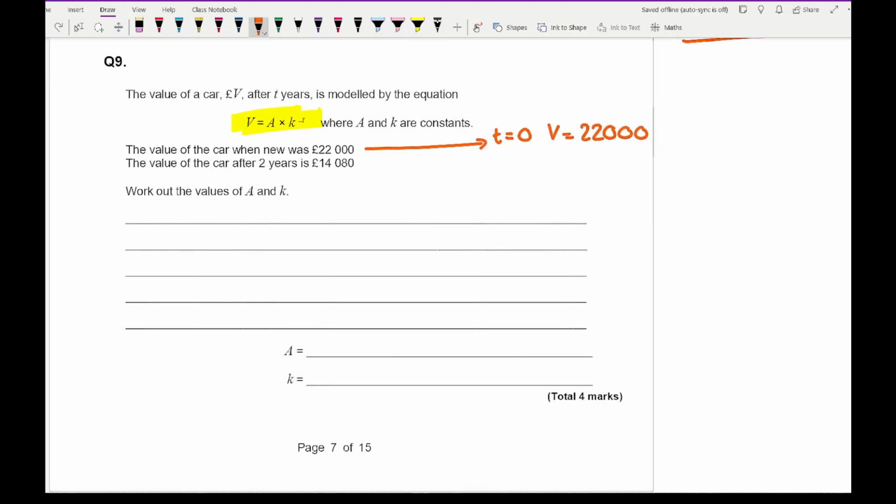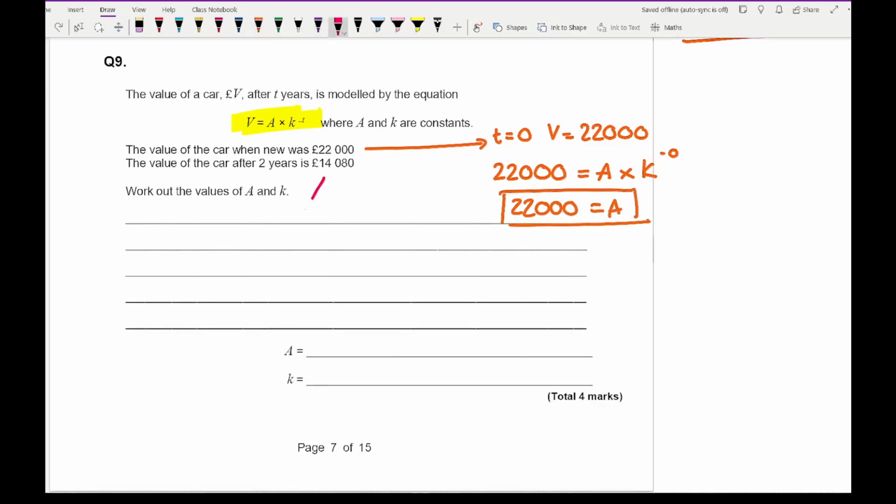So let's just write that down. We've got £22,000 equals A times K to the power of minus 0. Now anything to the power of 0 is just 1, so we get 22,000 equals A. So that's one of the values found.